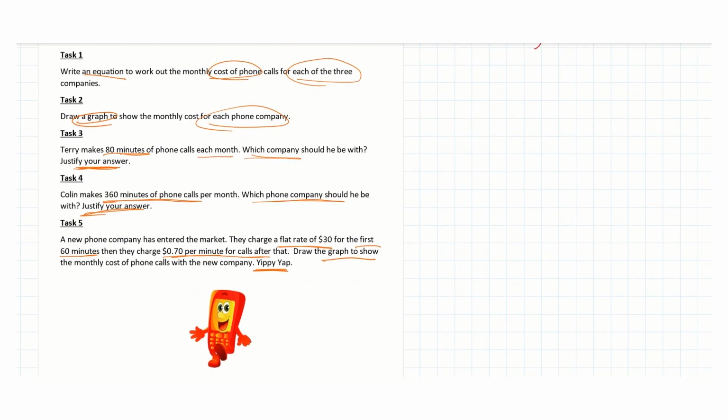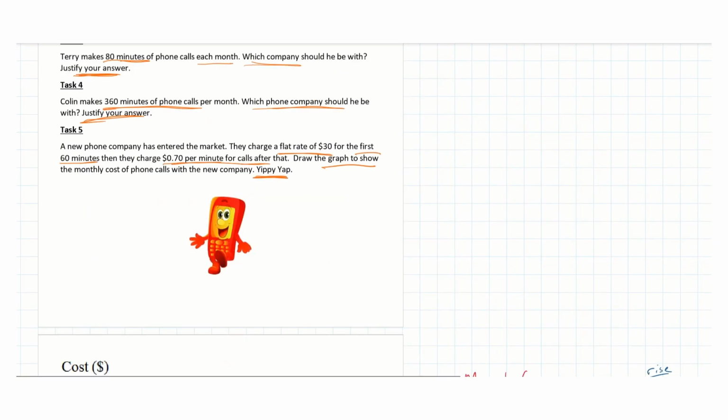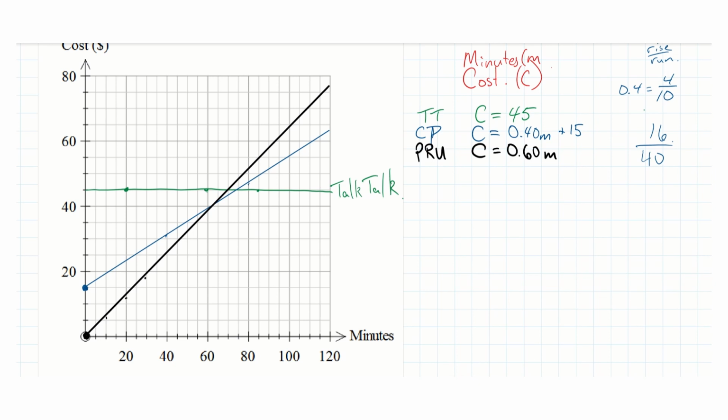Terry makes 80 minutes of phone calls each month. Which company should he be with? Justify your answer. Well, first of all, I can look at my graph here, and I'm going to choose a different color, purple. I can choose the number of minutes and go up there, and the first line that I meet is going to be the cheapest one to use at that time. So in this case, just from looking at our graph, we can see that it's TalkTalk. But the other thing I can do is substitute 80 into each of these equations and figure it out.